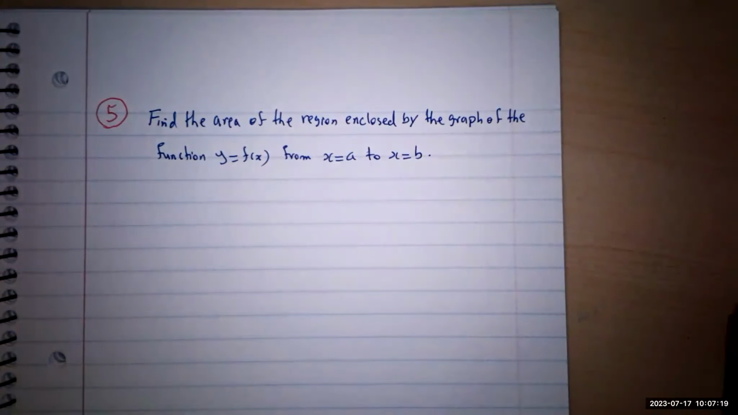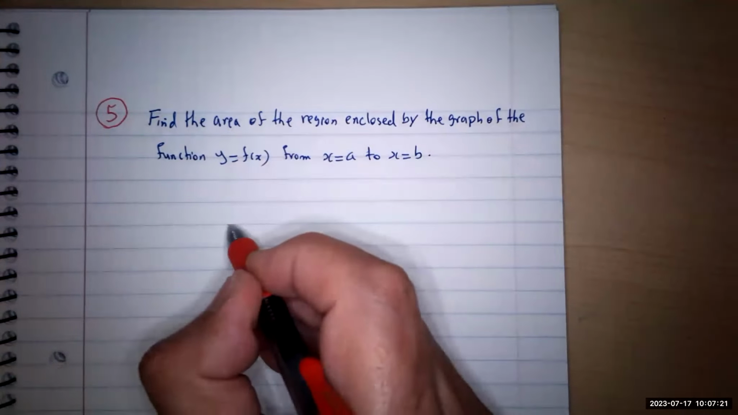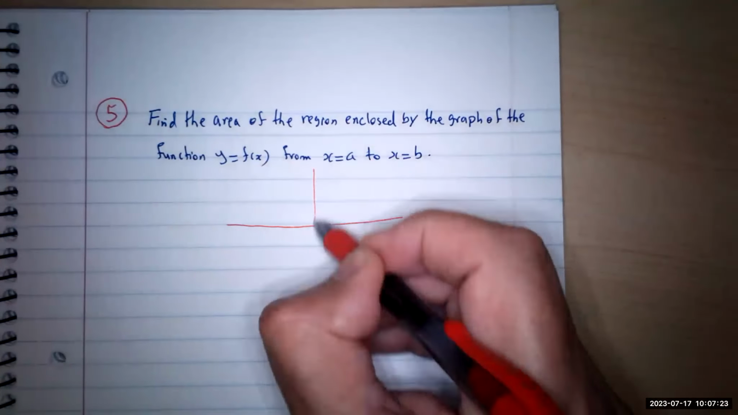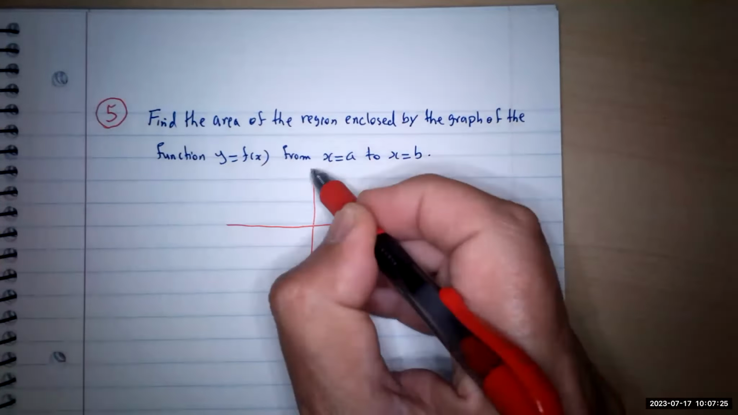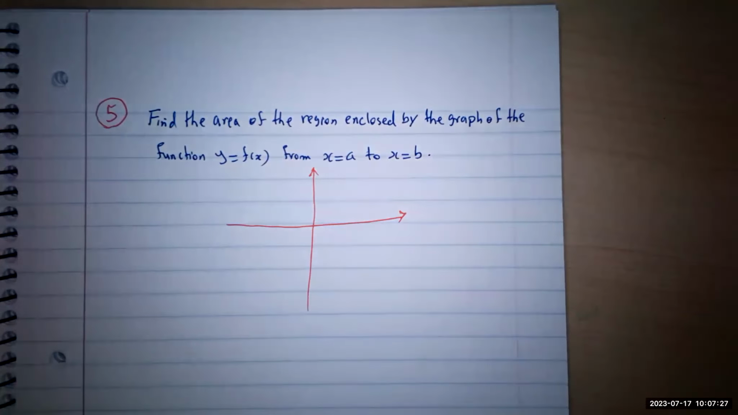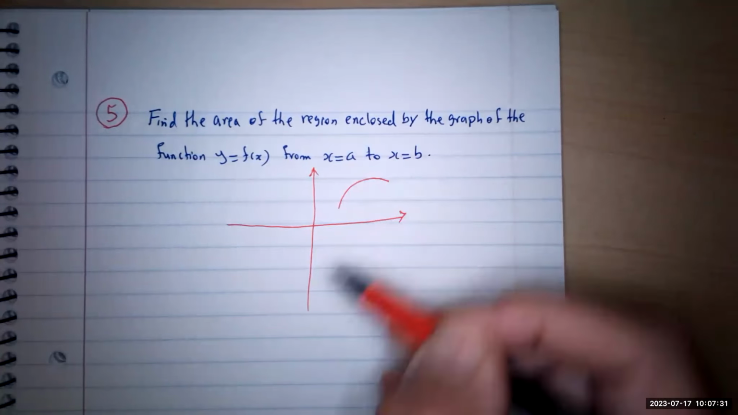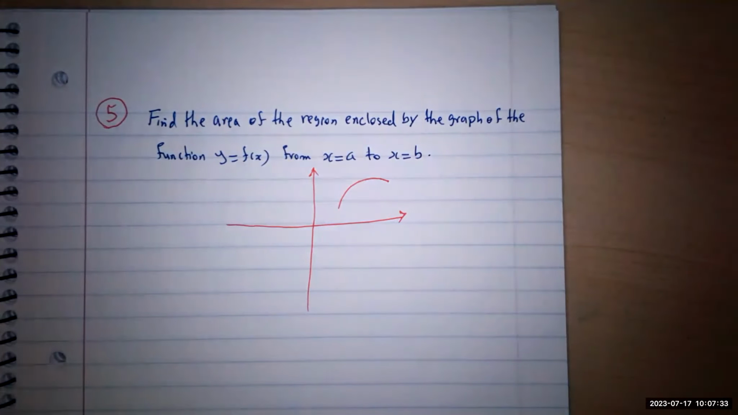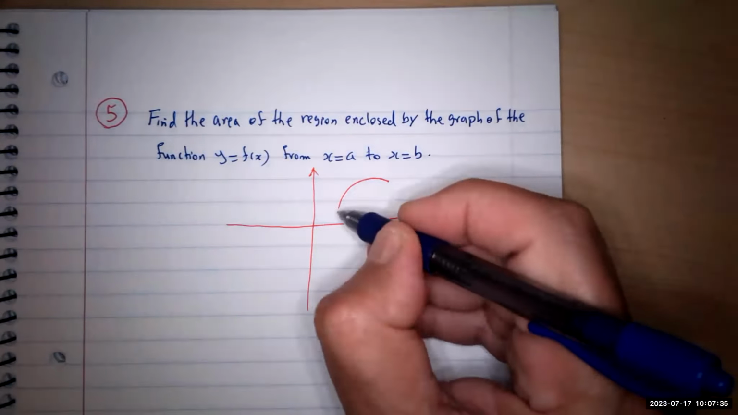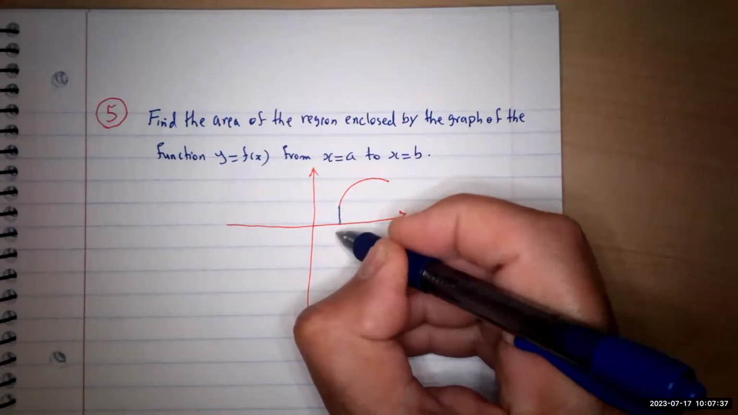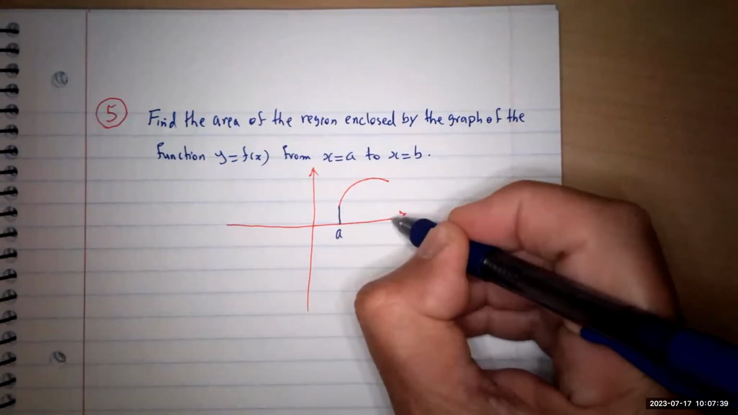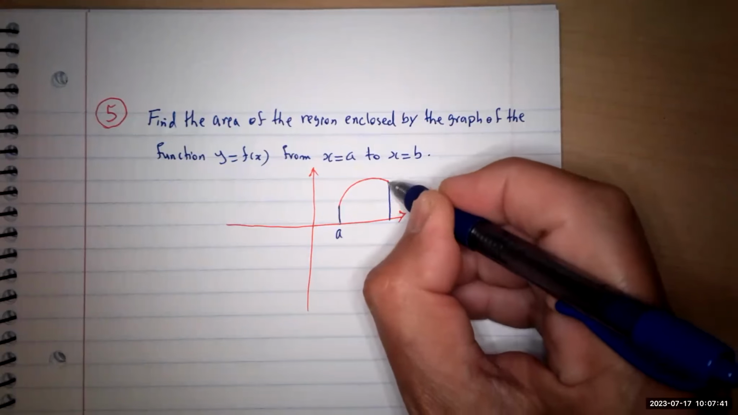So what does it mean? This is going to be, for example, the graph of your function. Suppose this is the graph of your function. And from a to b means this is x equals a, and this is x equals b.